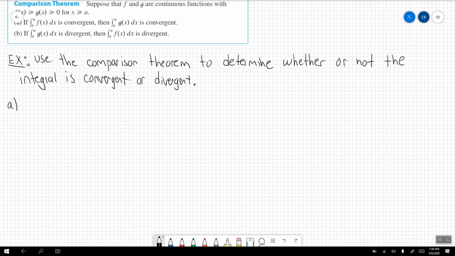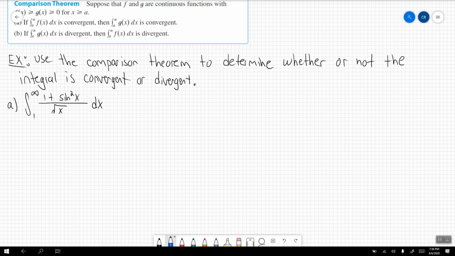And the first integral that we want to look at is going to be from 1 to infinity of 1 plus sine squared of x divided by the square root of x, dx.